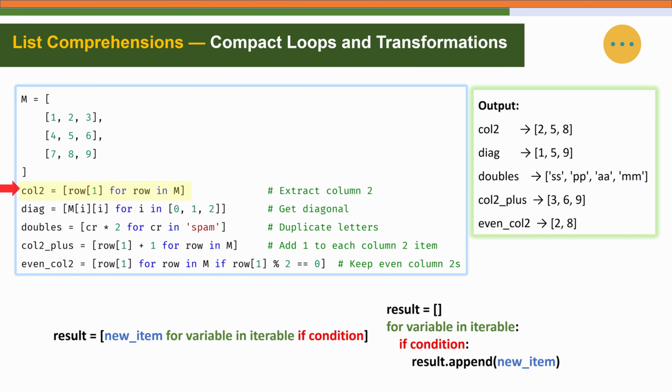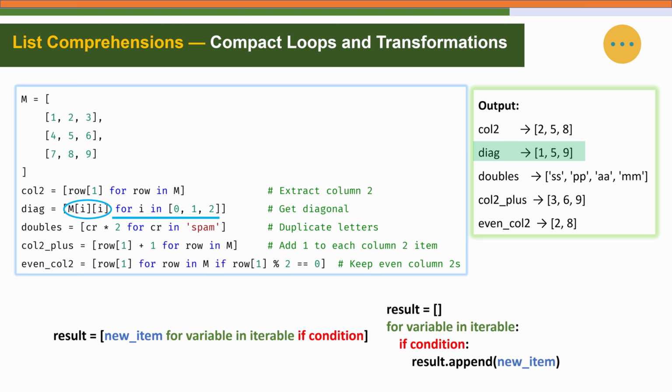When we write row[1] for row in M, this means for each row inside M, take the element at index 1. That gives us 2, 5, 8. That is a list with entries 2, 5, 8, which is the second column. So notice the original matrix stays unchanged. Next, we can also extract the diagonal items, those that share the same row and column index. So we write it as this comprehension. So this results in 1, 5, 9.